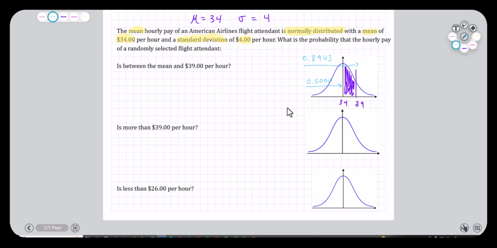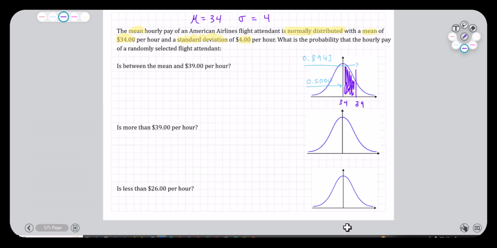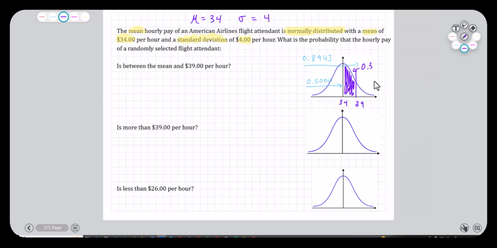So if we want to find this shaded area, we simply take this value minus the 0.5, the half area, and get 0.39435. So this area right here is 0.39435, or rounded to 4 decimal places, 0.3944.